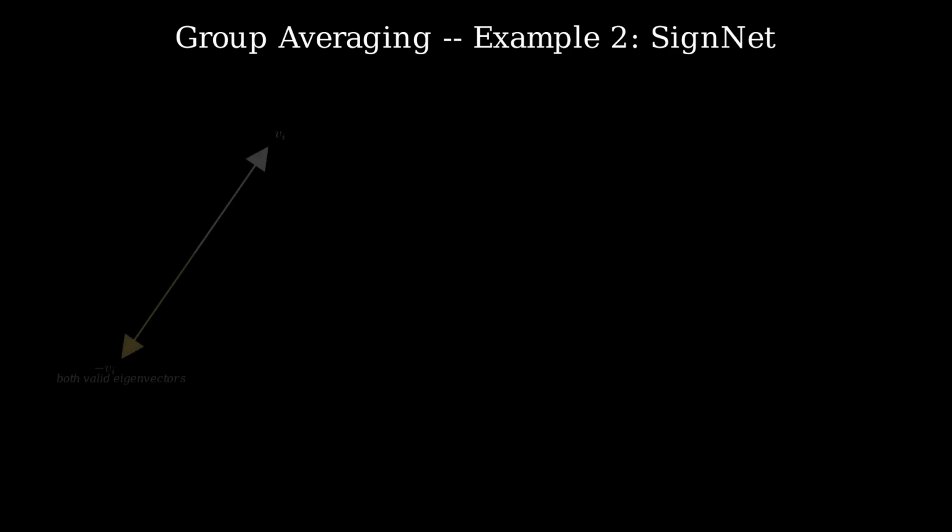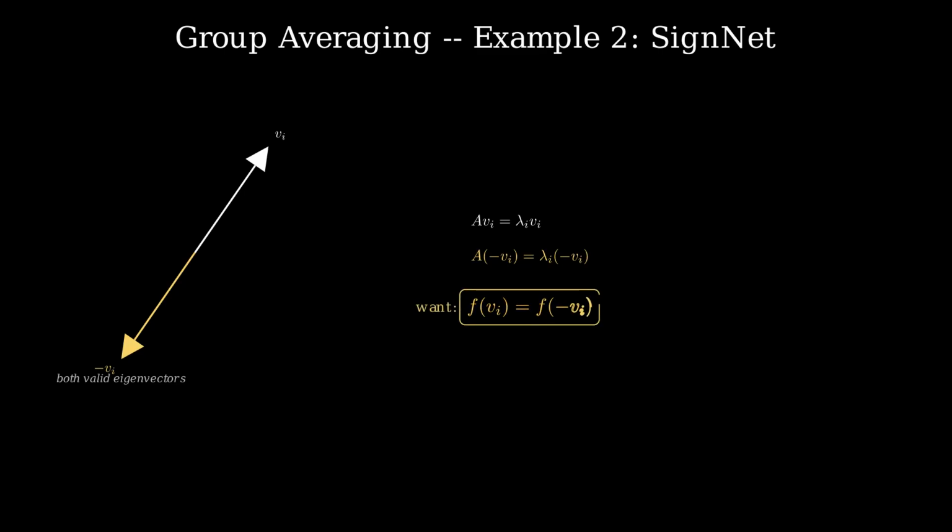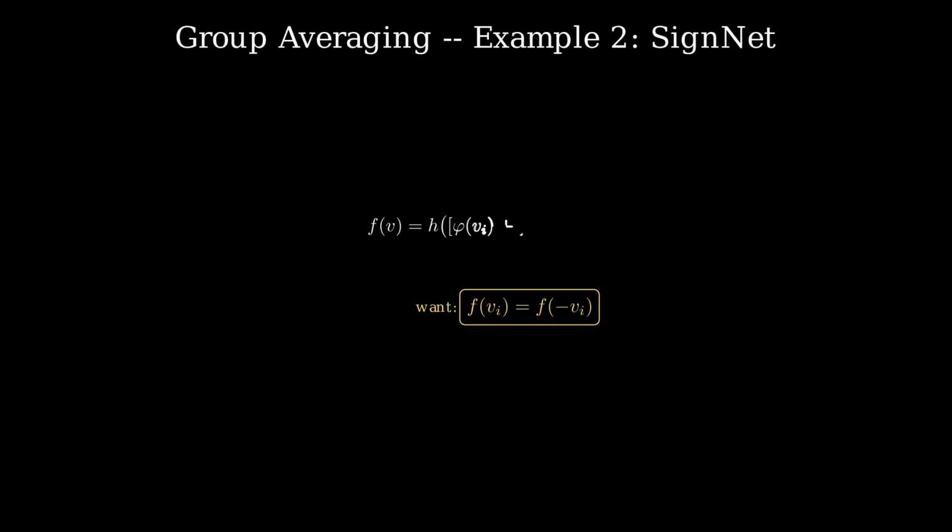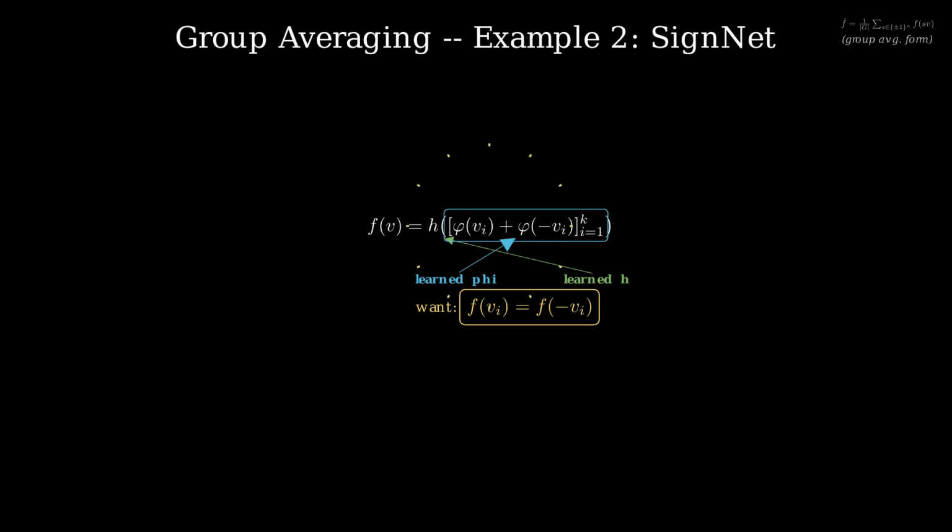Our second example is SignNet. Eigenvectors have a fundamental sign ambiguity. If v_i is an eigenvector, then negative v_i is equally valid. We want any function of eigenvectors to satisfy f of v_i equals f of negative v_i. SignNet achieves this elegantly. Apply a shared learned network phi to v_i and to negative v_i, then add. Feed all these phi sums into a final learned network rho and you have a sign invariant function.